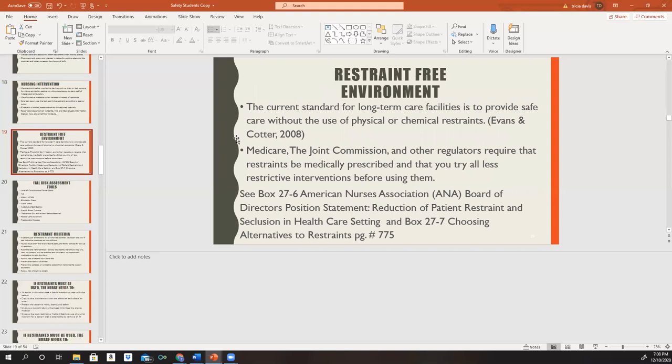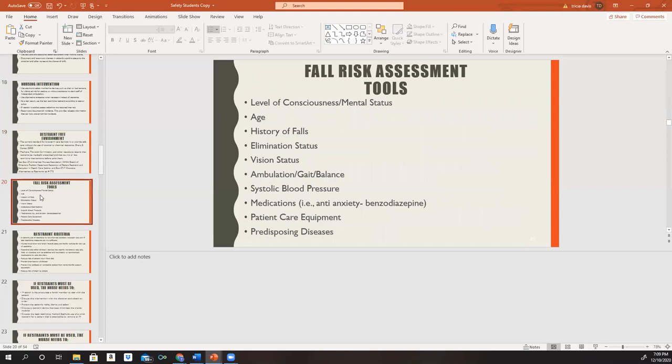So, restraint-free environment. The current standard for long-term care facilities is to provide safe care without the use of physical or chemical restraints. Chemical restraints are the medications that you give them. Medicare, the Joint Commission, and other regulators require that restraints be medically prescribed and that you try all less restrictive interventions before using them. So your fall risk assessment tools, that fall risk score that you're going to fill out in your documentation, is going to look at the level of consciousness of the patient.